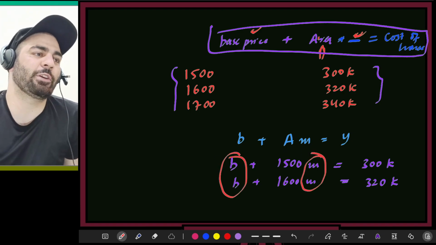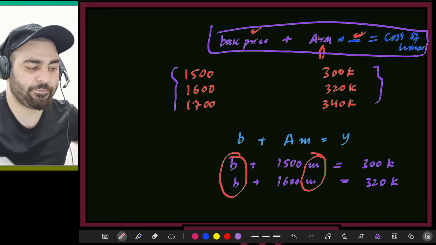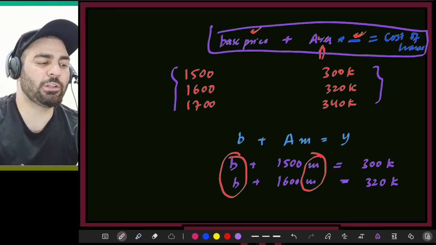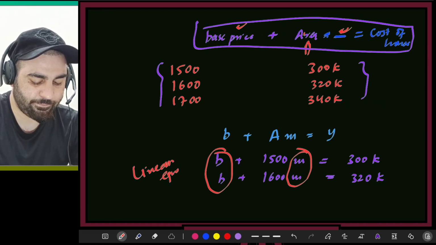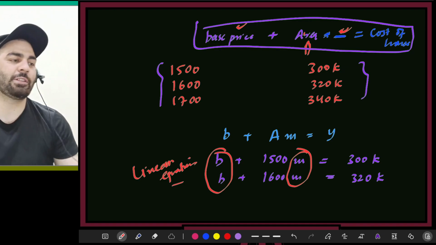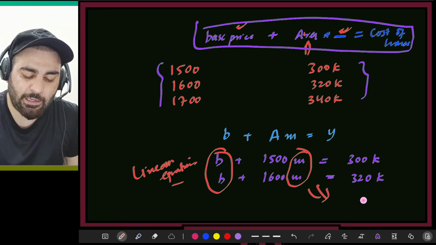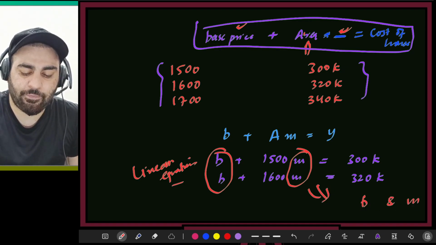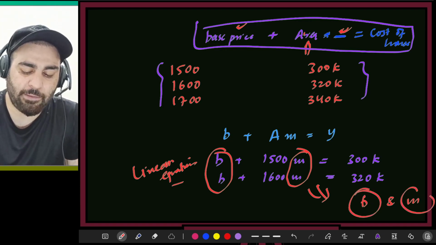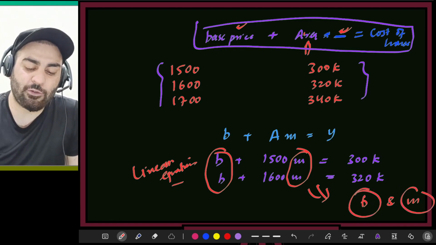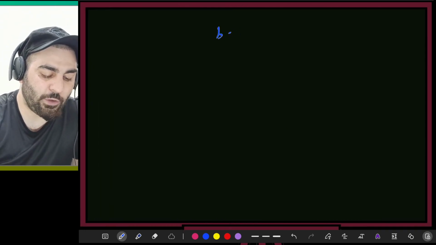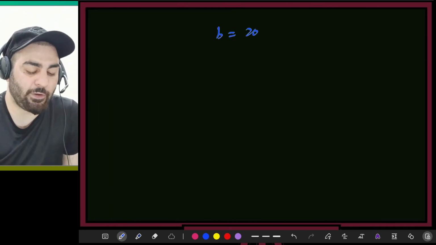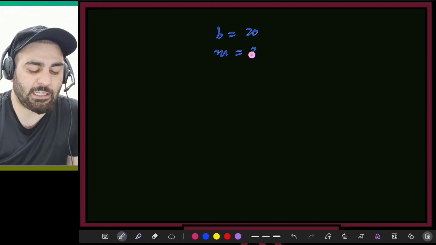Can you solve these equations? Anyone? So these are just linear equations. Yes, sir. They are linear equations. Now you can solve and find the values for B and M exactly. Then once you have the values of B and M, let's suppose you got some value. B is equal to 20, let's say 20. I'm not solving the equation. B is equal to 20 and M is equal to say 30.